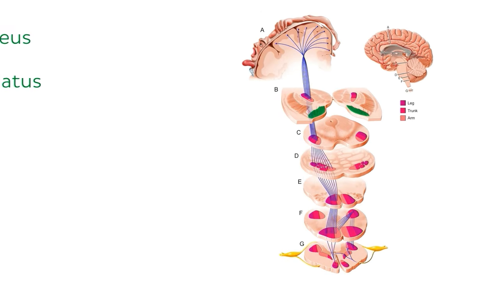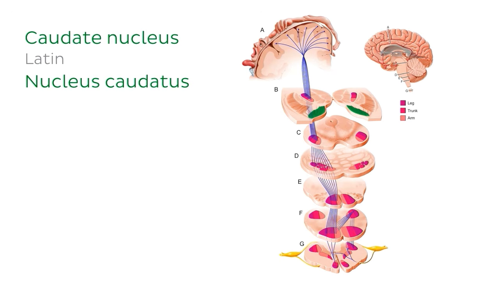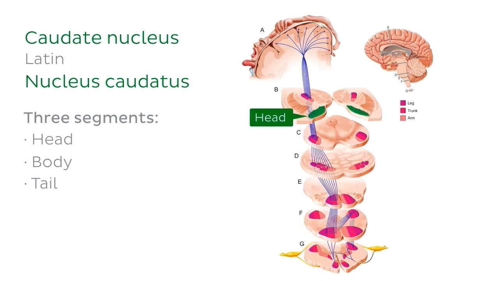The caudate nucleus is a large structure divided up into 3 segments: a head near the genu of the corpus callosum, a body that passes over the thalamus, and a tail that curves around the thalamus to reach the amygdala. And in this section we can see the head of the caudate nucleus.